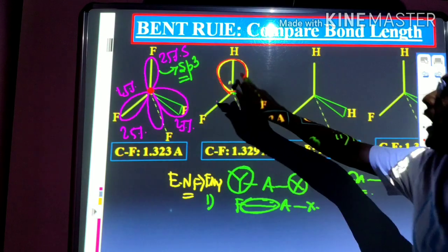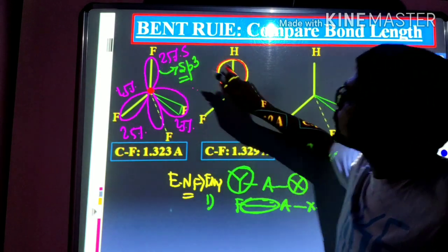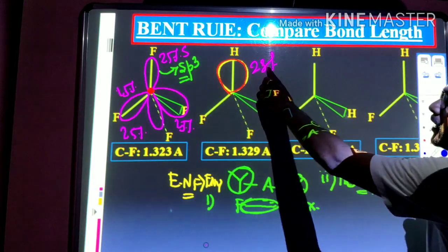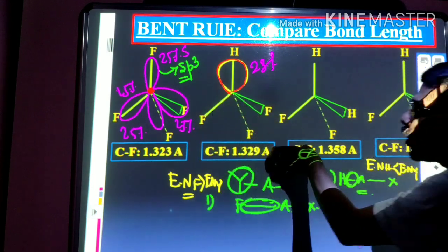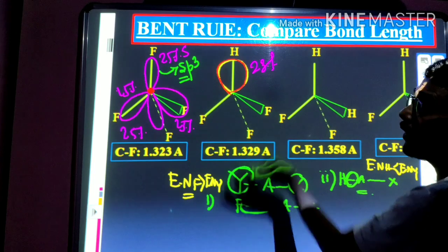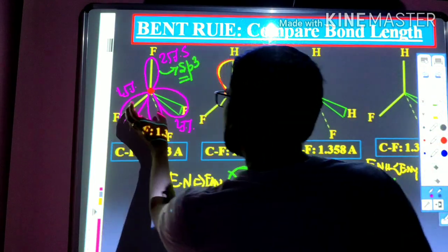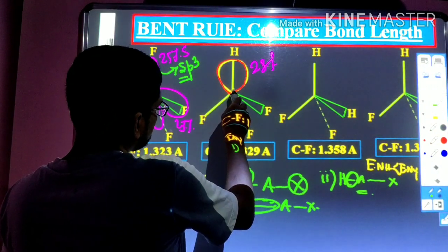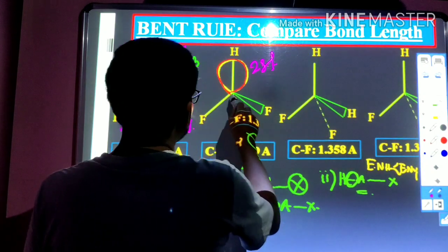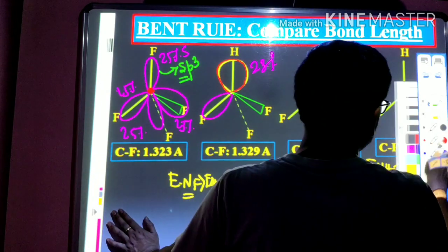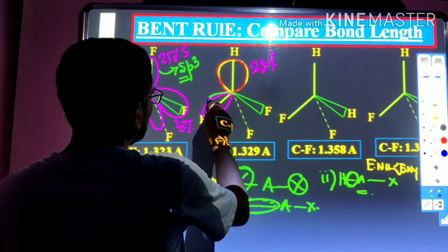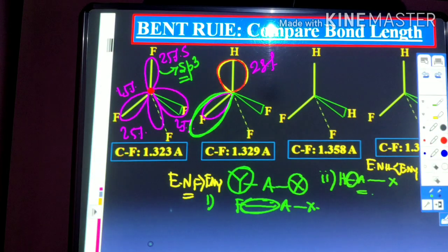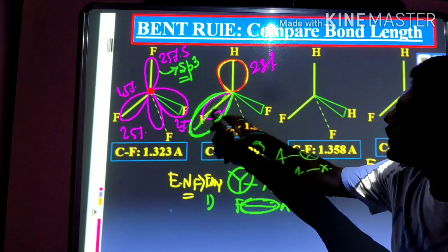Now, if you increase here from 25 to say 28%, then what will happen? 3% will decrease across the other bonds. If percentage of S character decreases, then bond length increases. I will show you how that orbital will change. Initially it was like this. Now it became longer and thinner, so the percentage of S character decreases, and the bond length will now increase.